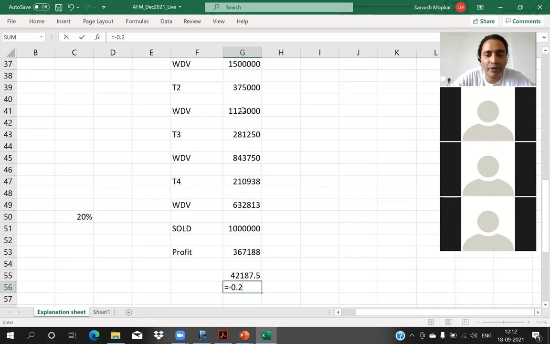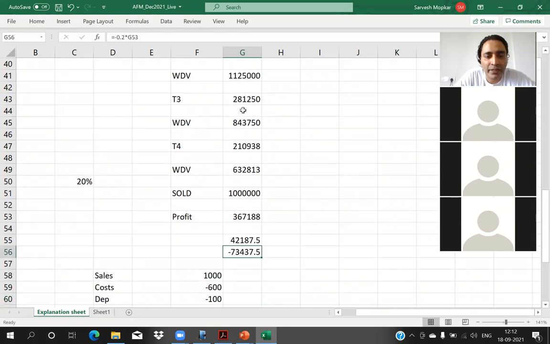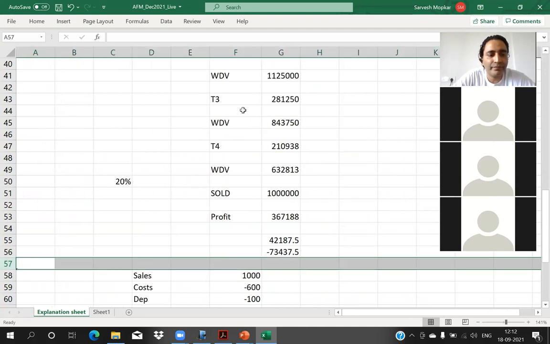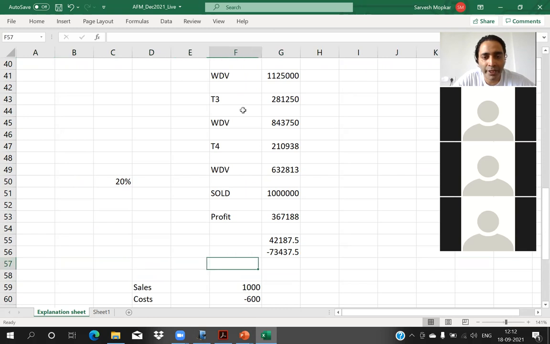So -20%, यहीं पे लिखता हूं, -0.2 multiplied by ये. तो 42 की बचत हुई, ठीक है, और 73,000 का पेमेंट भी हुआ. तो नेट आपने पेमेंट करा टैक्स का कितना, this plus this, so net payment is 31,250 आपके पॉकेट में से गया. Clear with this, all of you?